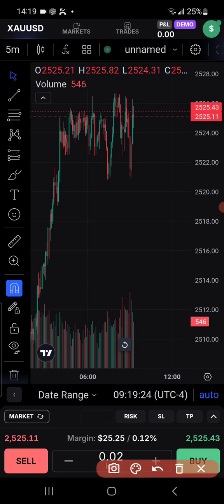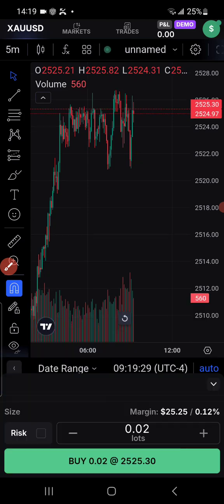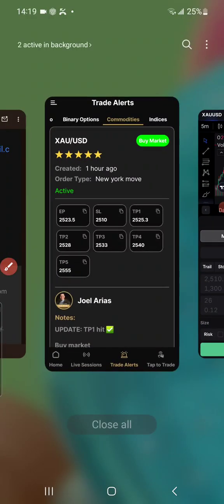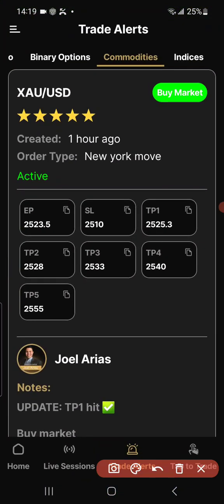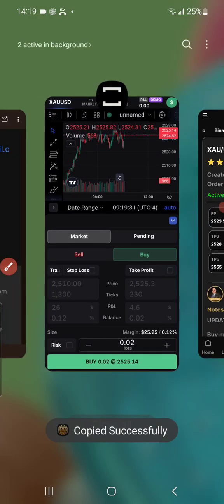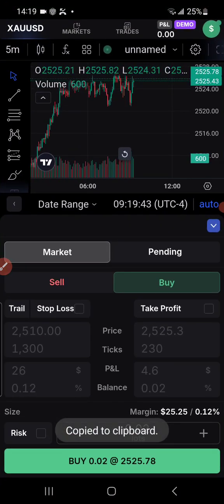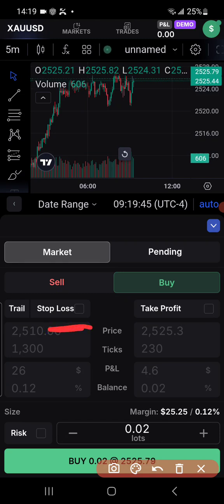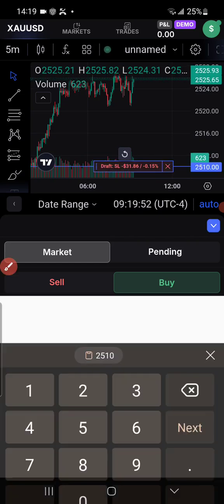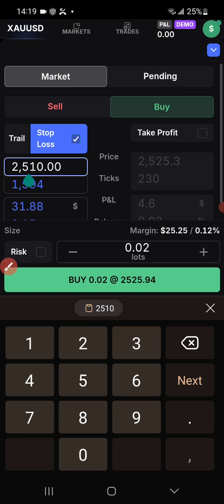Then I'm going to click, because I want to put in my stop loss. I'm going to click on this arrow. And the stop loss, look at what the stop loss says. The stop loss says 2510. So I'm going to copy that and paste it directly under stop loss here. This is where I'll put my stop loss, and this is where I'll put my take profit. So 2510 is the stop loss. You type your 2510 or you paste it, whichever you like.